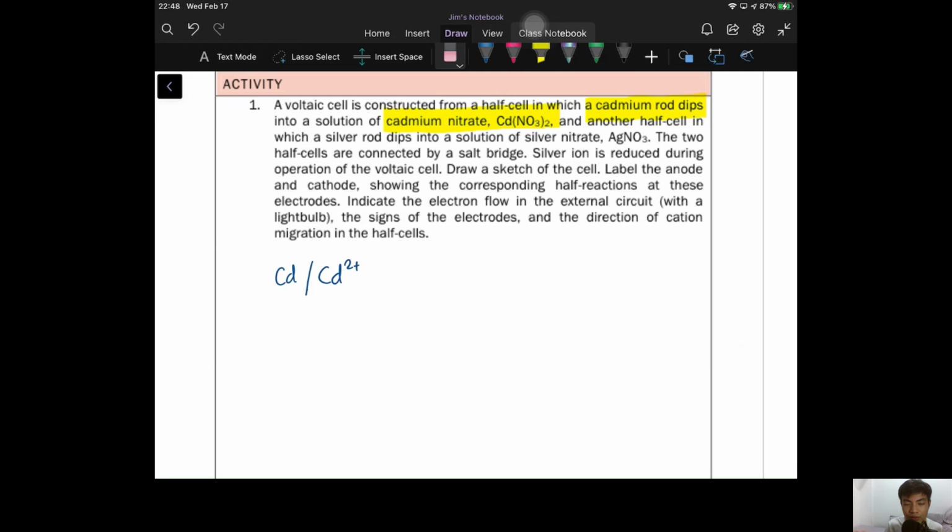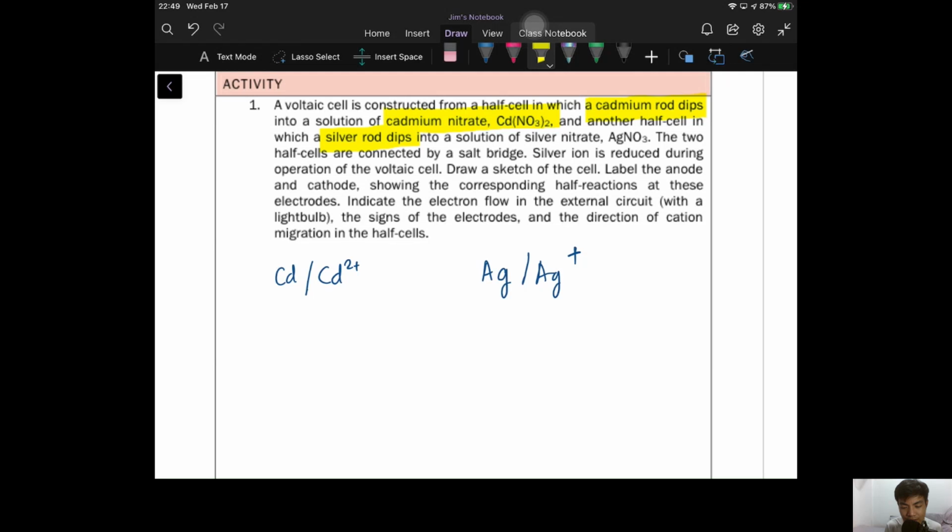Okay. So, ito yung isang half equation natin. Yung cadmium, pati cadmium nitrate, no? Or cadmium 2+, no? Tapos, ano pa yung isang cell daw? May silver daw tayo, silver rod, okay? Na nakadip sa silver nitrate. Okay, so again, silver nitrate yan. Ano charge ng silver ion dyan? Positive 1. Okay.